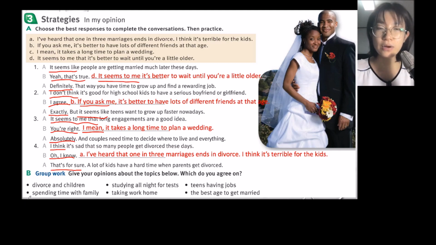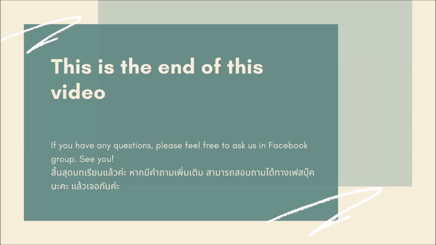Okay, these topics include divorce and children. Okay, divorce and its impact on children. Studying all night for tests. The pros and cons, right? Teens having jobs. Okay, part-time jobs for teenagers. Spending time with the family. Okay, taking work home. The best age to get married. You can choose or you can discuss them all. Okay, some topics you are interested in, and then you can share your opinions with your friends.